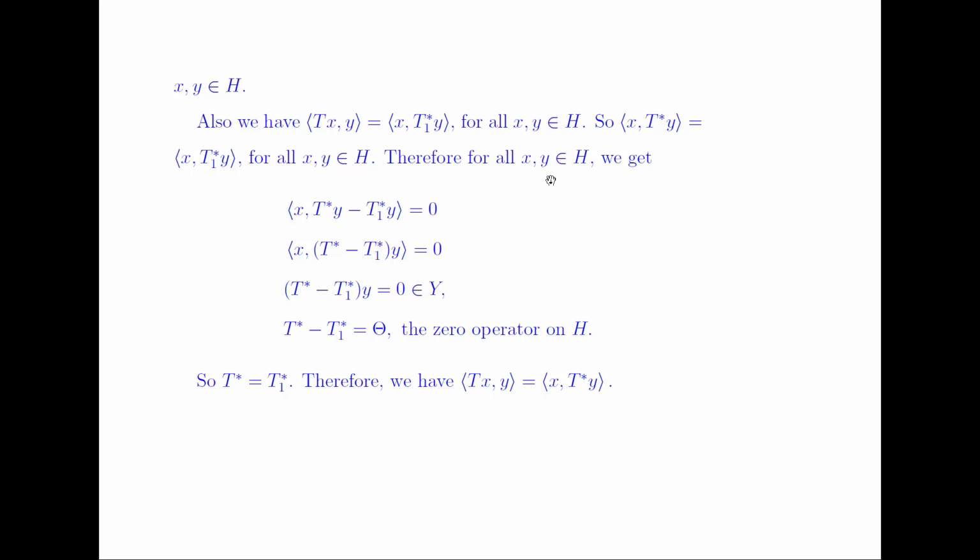So using the properties of inner product, we can write this term as the inner product of x comma T star y minus T1 star y. And this can be further rewritten as T star minus T1 star y is equal to 0. So we can say that T star minus T1 star is equal to the zero operator on H. Hence T star is equal to T1 star. So therefore we have the inner product of Tx comma y is equal to the inner product of x comma T star y.